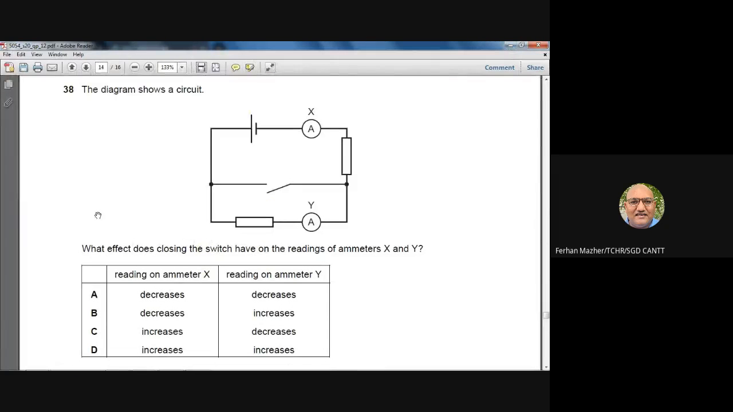The reading on the ammeter X will increase because most of the current will be going from here, the path which has low resistance. So instead of going from here and here, the current will take this path which has less resistance when you close it. So the current will go and go back. So the reading on Y will decrease and the reading on X will increase. Before closing this, they have the same reading. But when you close this, the X reading will be higher and the Y reading will be less. C is the option.